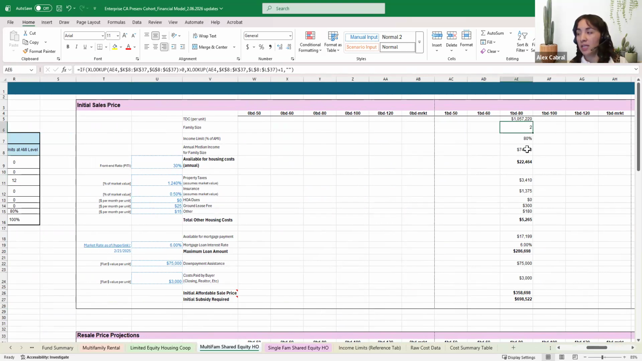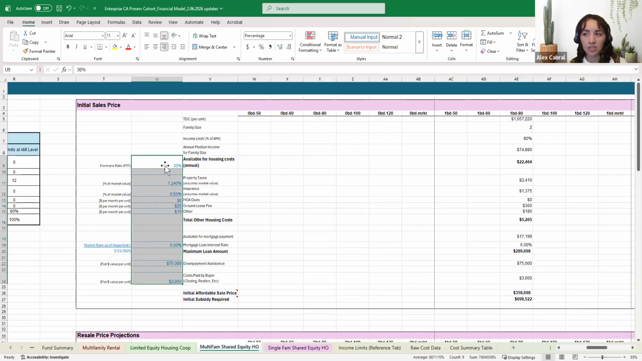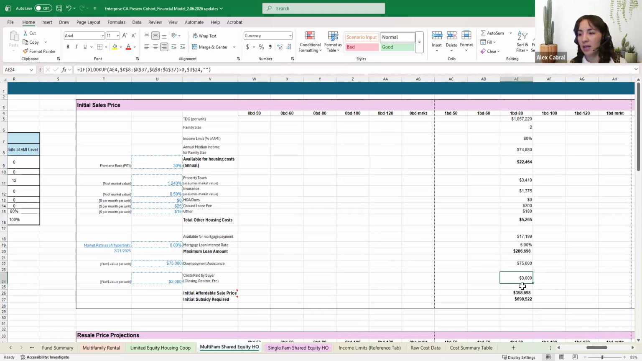So this tells you, based on the family's median income, which remember we put into the income limits tab, what they have available for housing costs, and the maximum loan amount they can afford. So this essentially with down payment assistance, right? You're filling in these blue squares here. With down payment assistance available to that tenant, it tells you what the initial affordable sales price is.